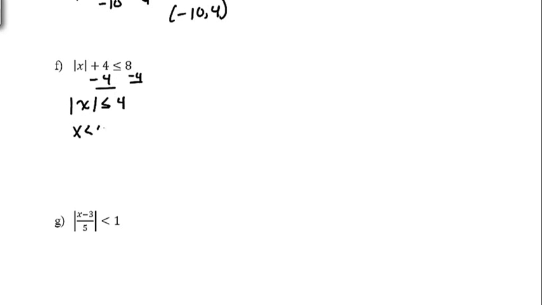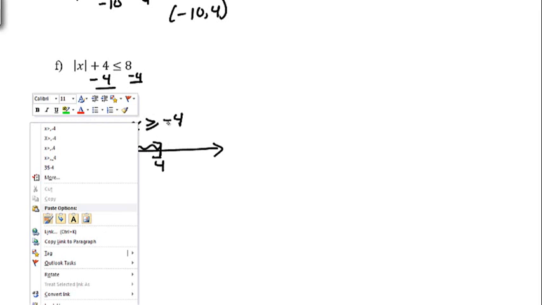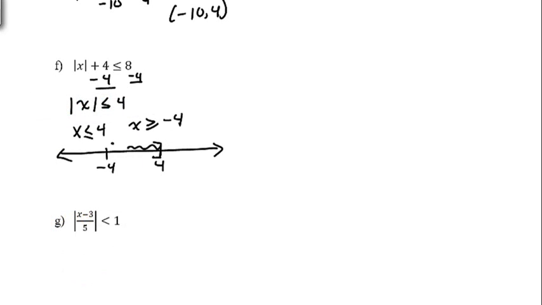You would have x is less than or equal to 4, and x is, reverse the direction of the inequality, so that's greater than or equal to, and then change the sign to negative 4. Put these on your number line, negative 4 to 4. So x is less than or equal to positive 4, and x is greater than or equal to negative 4. So it's going to be everything in between the two. So negative 4 to 4 is our interval notation.